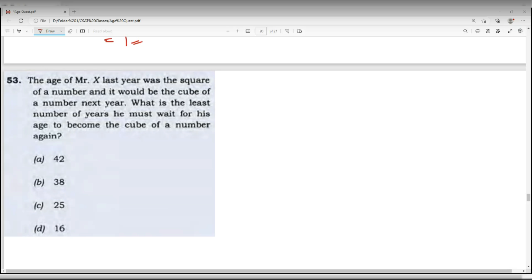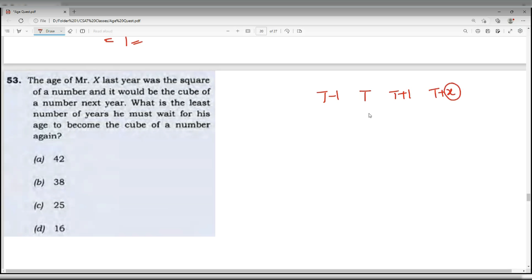Okay, we'll try to solve this. So what they've said is the age of Mr. X last year was the square of a number, and it would be the cube of a number next year. And what is the least number of years he must wait for his age to become the cube of a number again? So we have 3 time periods here. One is today, and this was last year, and then there is next year also, T plus 1. And then they are saying how many years he has to wait, so let that be x here.